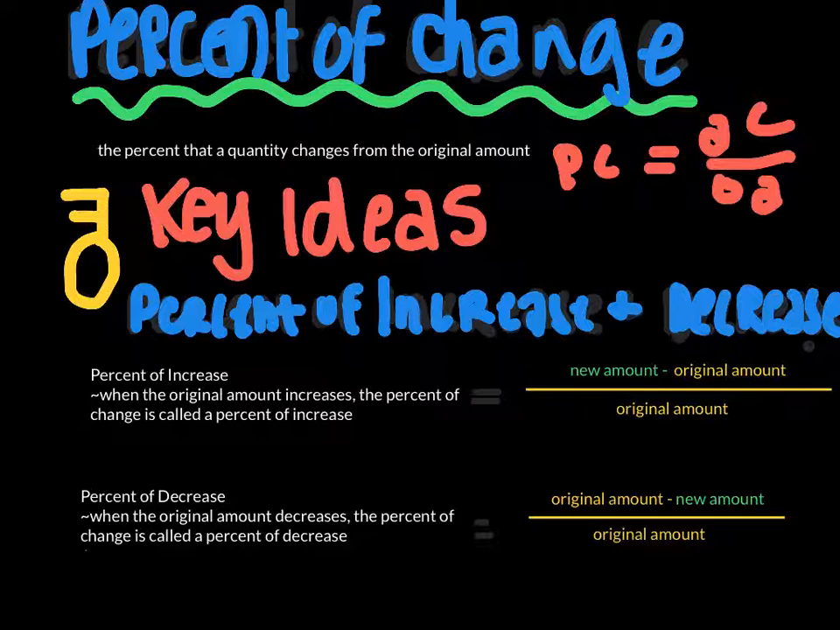For percent of decrease, when the original amount decreases, the percent of change is called a percent of decrease. So that means that the percent of decrease equals the original amount minus the new amount divided by the original amount. Okay? So we're going to get into an example to show you how to use numbers in those equations.